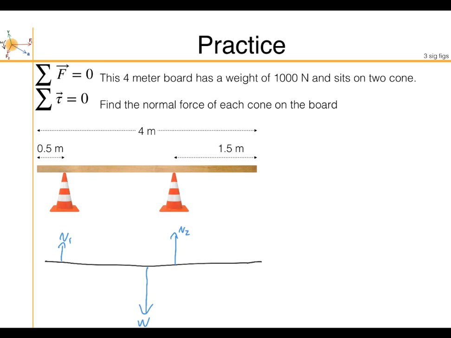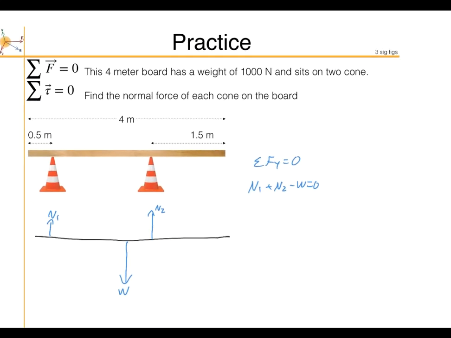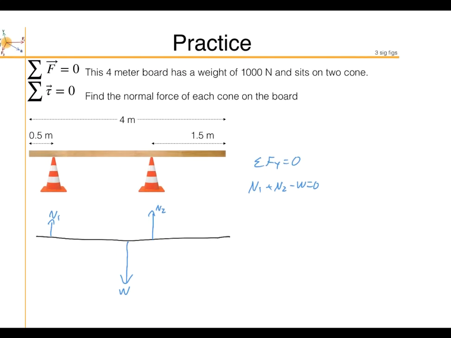So let's do the same procedure that we did before. Let's do the sum of the forces in the y direction is equal to 0. And so what are the two forces upwards? Well, there's the normal force from 1 plus the normal force from 2, and then there's one force downwards, the weight, is equal to 0. Right? So now we have a beginning to this. What do we need next? We need the sum of the torques.